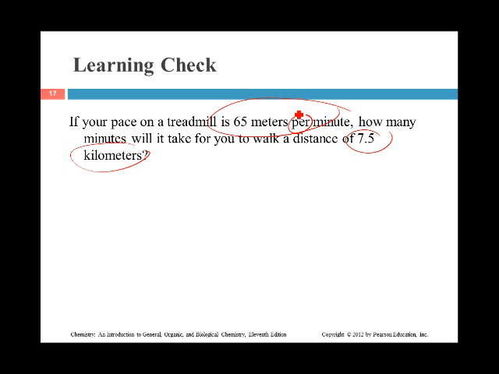When you see per, that's how long it takes you. For instance, like miles per hour. You can go 65 miles in 1 hour. This person can walk 65 meters in 1 minute. They've actually given you a conversion factor in the question itself. So that's not the number we're trying to convert. 7.5 is the number we're trying to convert. So we have 7.5 kilometers.